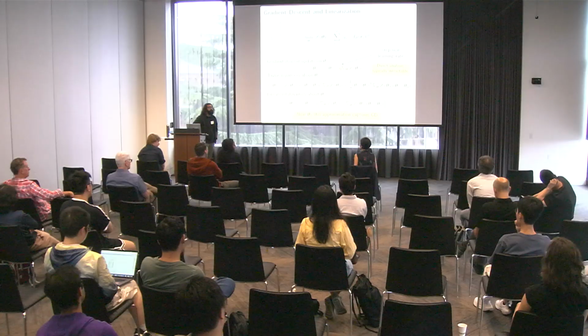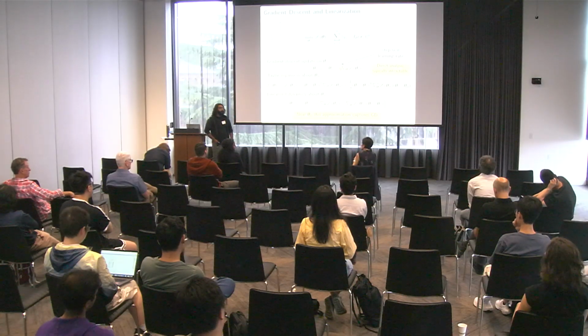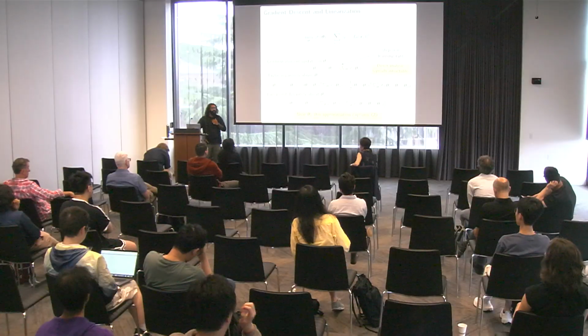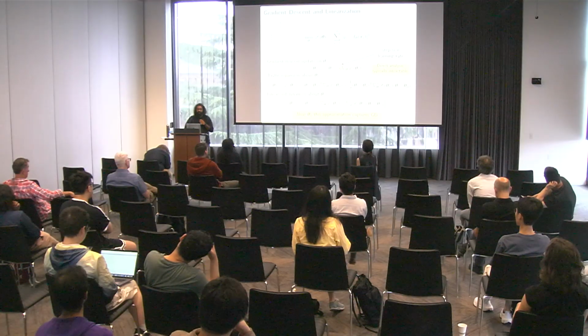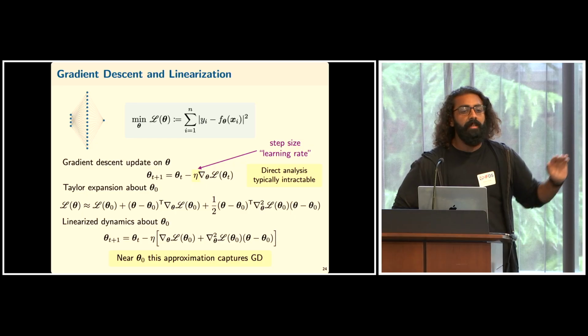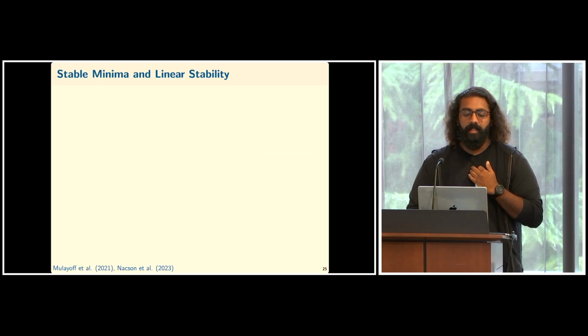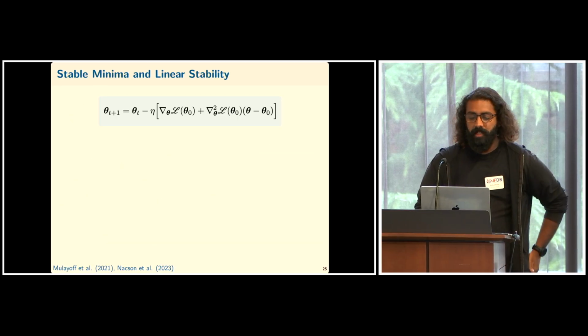Yes? Are you looking at solutions like around zero loss solutions? No, we're going to look at any stationary point. Near this point theta 0, this is going to well capture what gradient descent is actually doing.